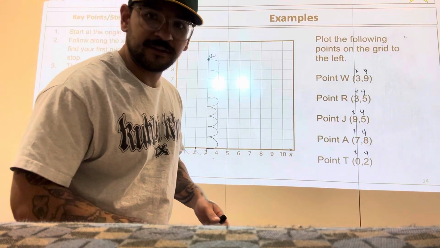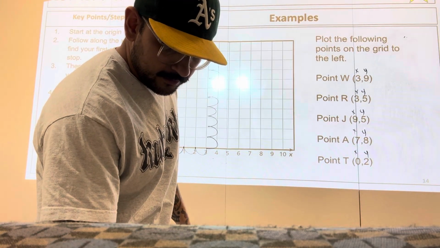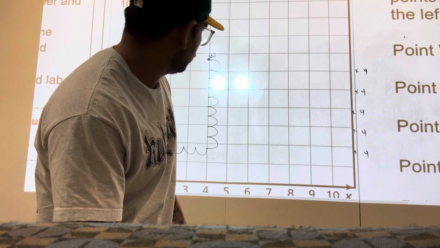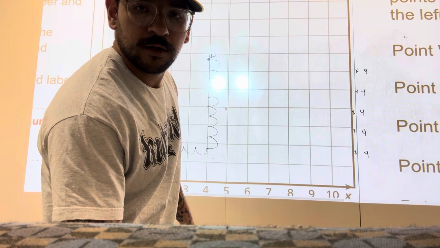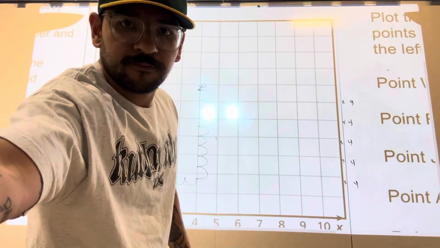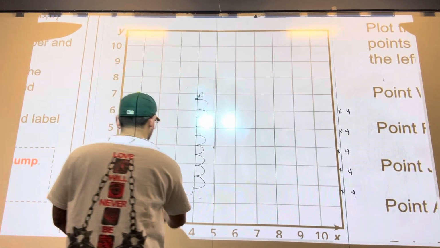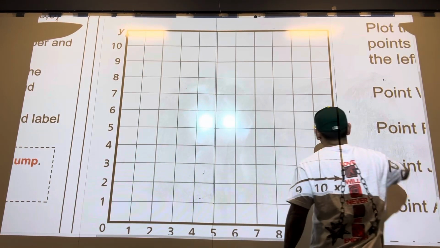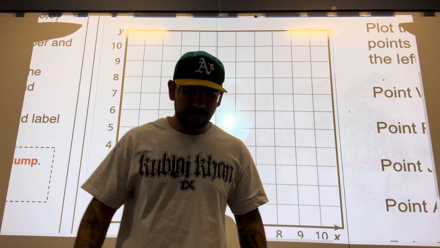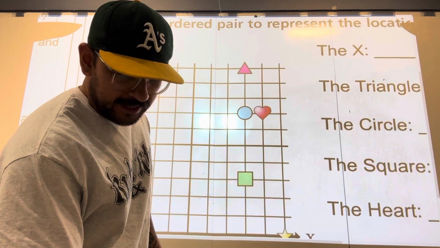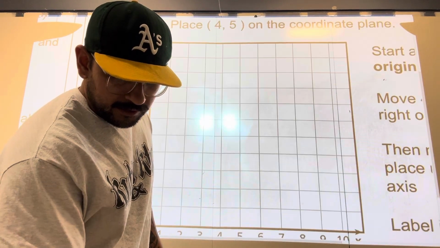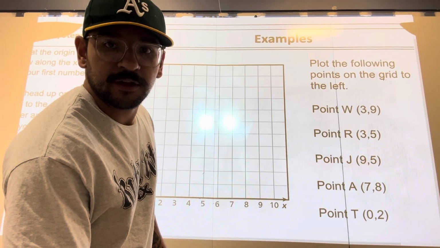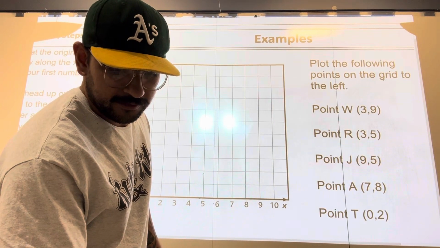Let's see if I can make this a little bigger. Too big. Okay, let's do that. That's okay. So we have our points as 3 and 5 are our next points. Let's go ahead and do 3 and 5. Make it a little bigger.